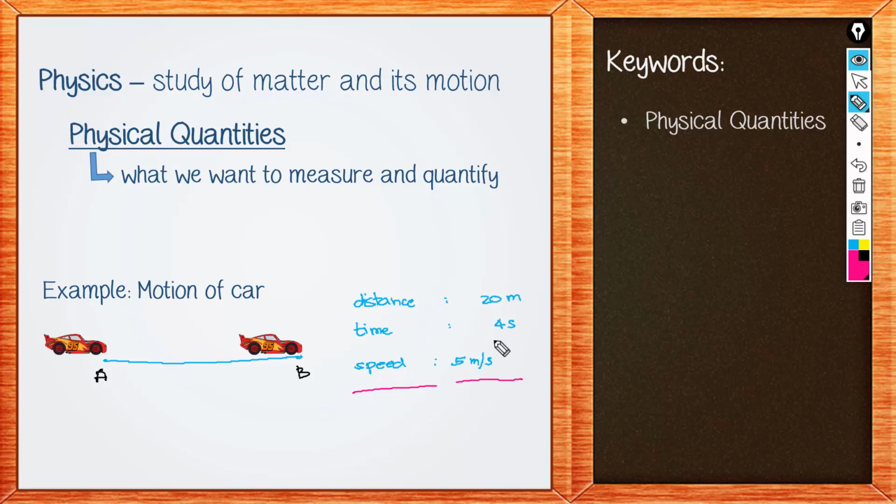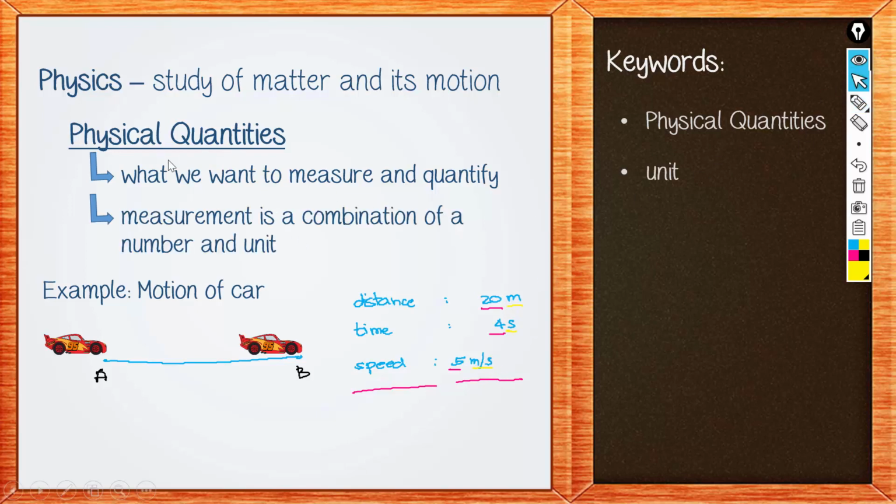Now look closely at the measurements. Each has a number, see, 20, 4, 5, and a letter beside it which we call unit. So we have m, s, and meter per second. So basically, in physical quantities, the measurement is a combination of a number and a unit.